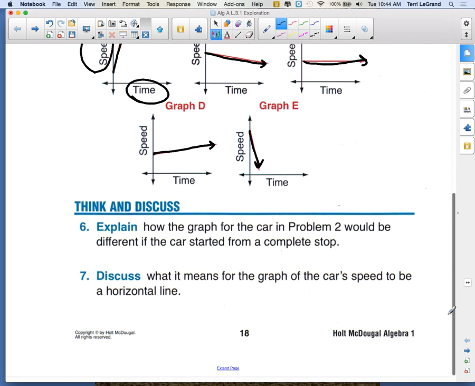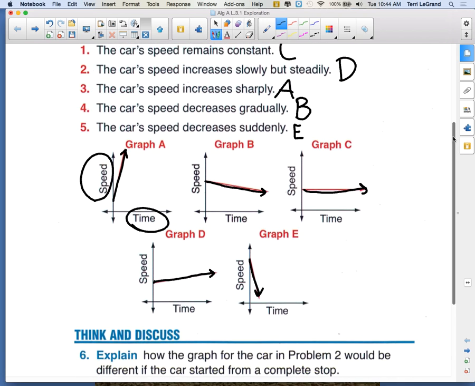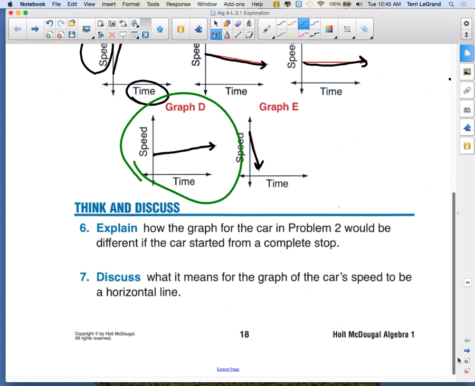Okay, explain how the graph would be different if the car in problem 2 started from a complete stop. So this is our car up here in problem 2. The car's speed increases slowly but steadily. So right now we're talking about this one. It would be different if the car started from a complete stop. So in other words, it was stopped. What would its speed be if it was stopped? 0. Okay, so how would that graph be different then?